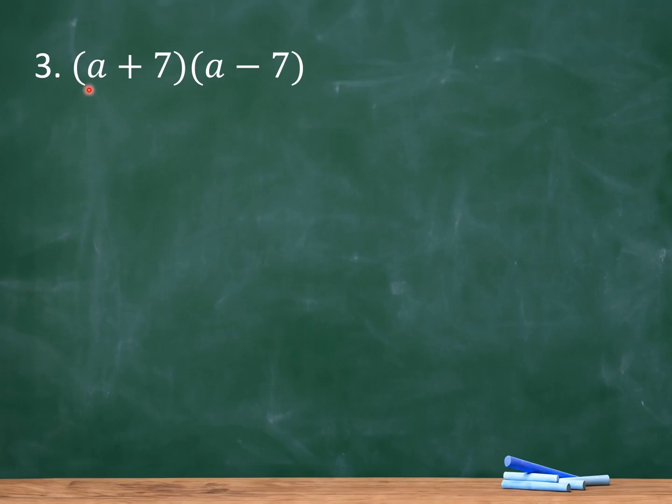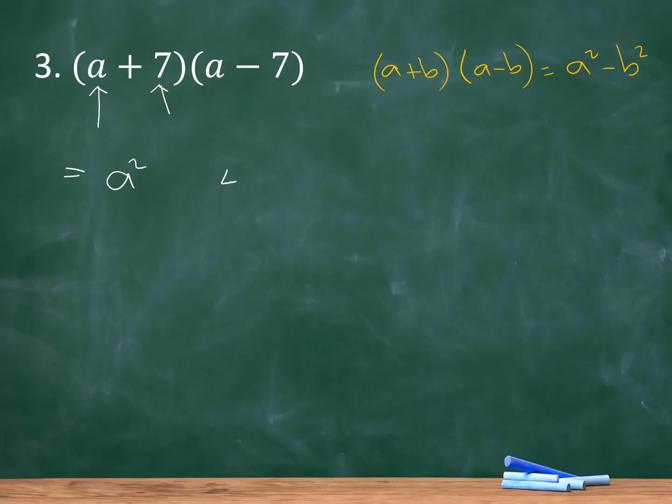Example number 3, a plus 7 times a minus 7. To solve this, we will use the pattern a plus b times a minus b is equal to a squared minus b squared. So we will use this pattern now. What we are going to do is we will square the first term. A times a is a squared, and then we will square the second term. 7 times 7 is equal to 49, and then we will just put a minus between them. So our answer is a squared minus 49.